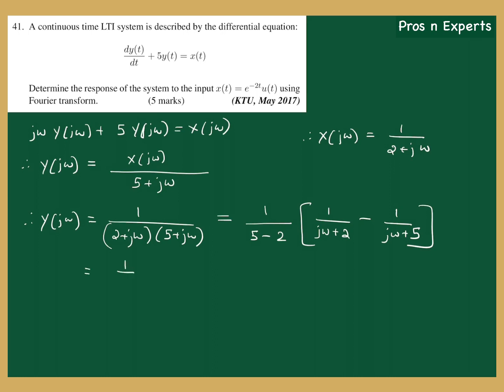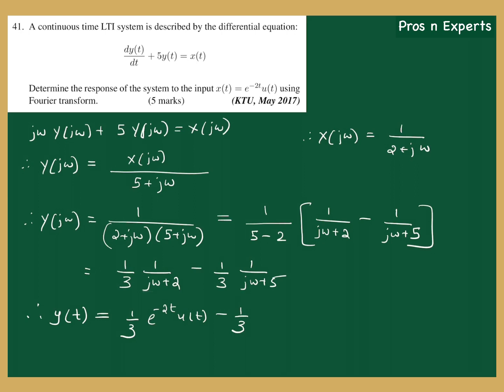This is the simplest method you can adopt for finding the partial fraction. That is equal to 1 by 3 into 1 by j omega plus 2 minus 1 by 3 into 1 by j omega plus 5. Luckily, both the terms are in standard transforms, therefore application of inverse transform is very simple. So y of t is equal to 1 by 3 into, what is the inverse transform of 1 by j omega plus 2? It is e raised to minus 2t u of t, minus 1 by 3 into, what is the inverse transform of 1 by j omega plus 5? It is e raised to minus 5t u of t. So that is the final answer.